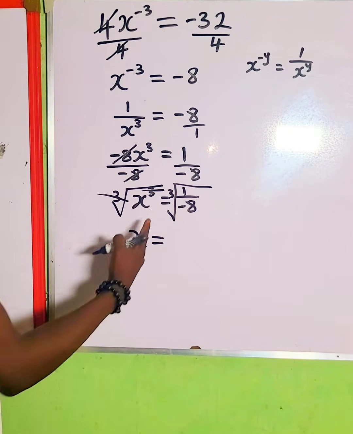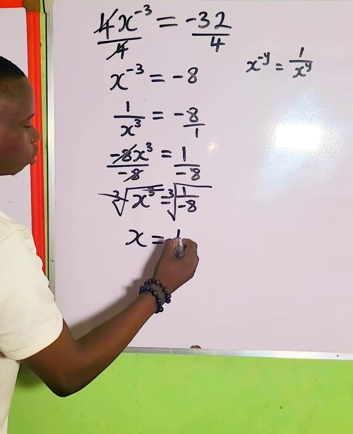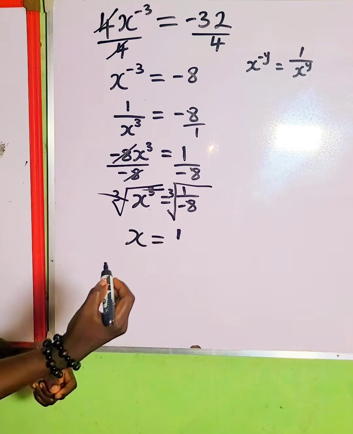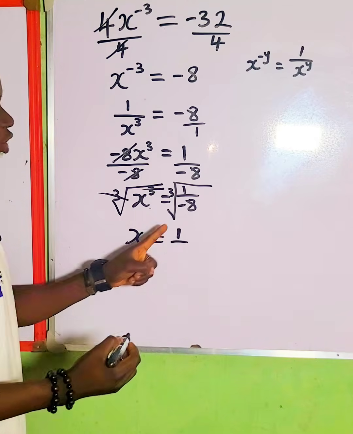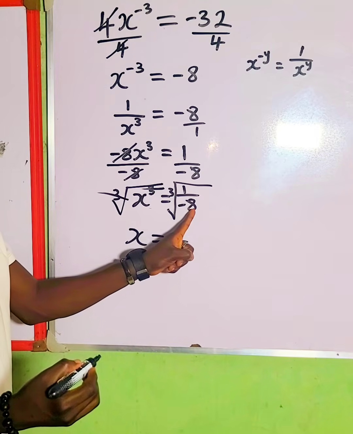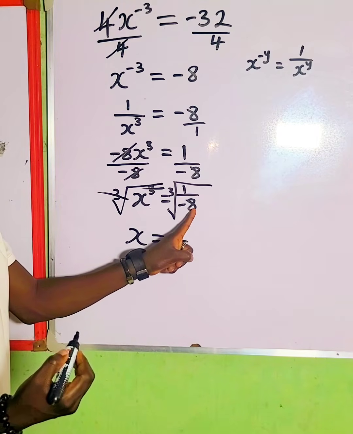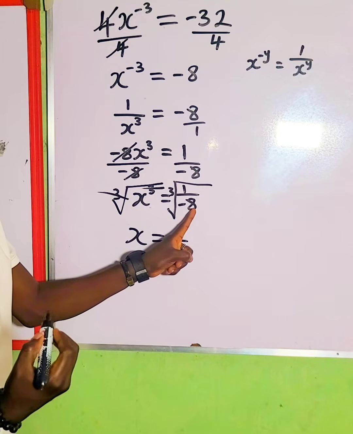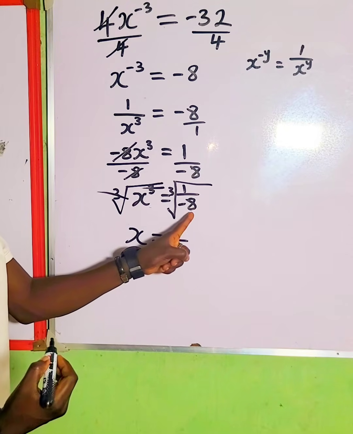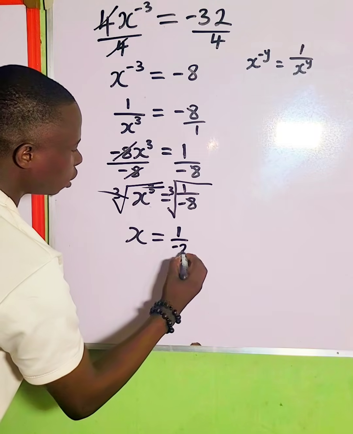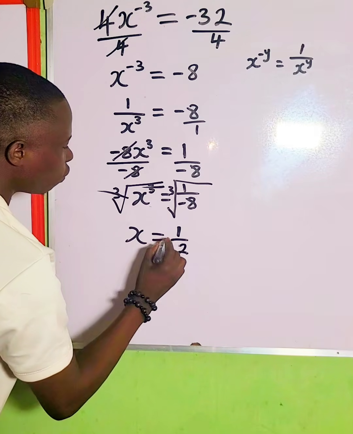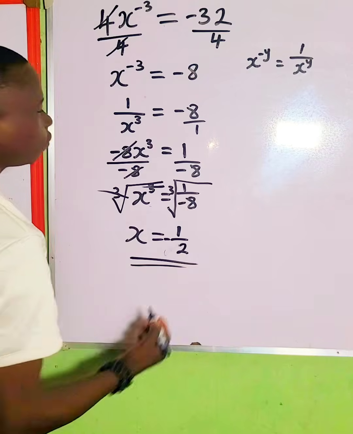over negative 8. When we take the cube root of 1, it's going to be 1 because 1 multiplied by itself 3 times is going to give us 1. Then over cube root of negative 8. When you take the cube root of negative 8, it's going to give us negative 2 because negative 2 multiplied by itself 3 times is going to give us negative 8. So therefore, it's going to be negative 2. So therefore, the value of x is now going to be negative 1 over 2.